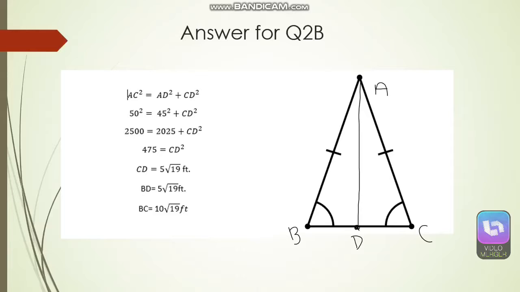If we square root both sides, CD is going to give us plus or minus 5 square root of 19, but it's a length, so it has to be positive. And we know that DC and BD are the same because it's an isosceles triangle. All we do is cut it in half. So BD equals 5 square root of 19 and DC equals 5 square root of 19. We can add those together and we will get BC, which is 10 square root of 19.